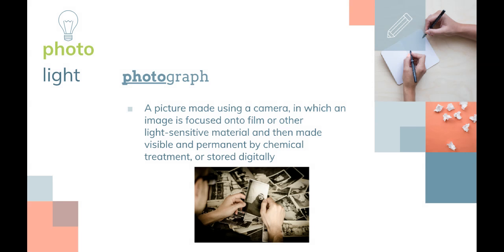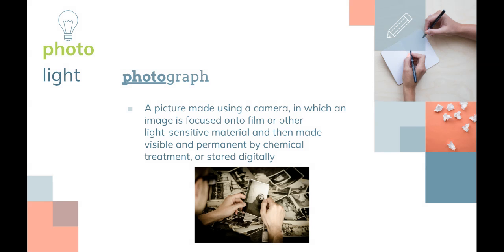So a photograph is a picture made using a camera in which an image is focused onto film or other material that needs light and then made visible and permanent by a chemical treatment, or now it is stored digitally. So I was trying to explain that we used to have cameras that had film, and if you aren't sure exactly what film is, ask an adult. They will probably be able to help you. But you had film, and you put it in your camera, and you only had so many pictures. So if you had a 24 exposure film, you could only take 24 pictures with that film.